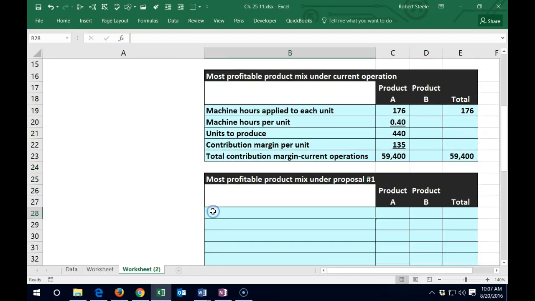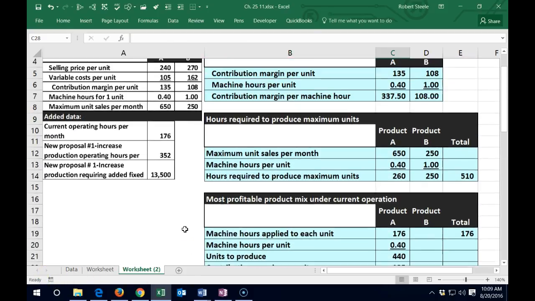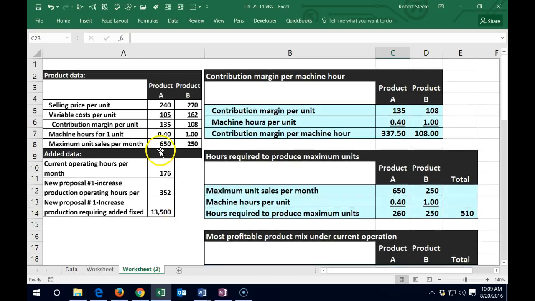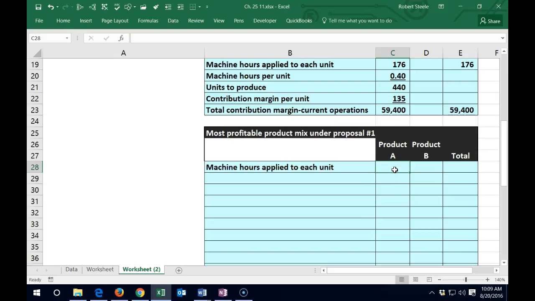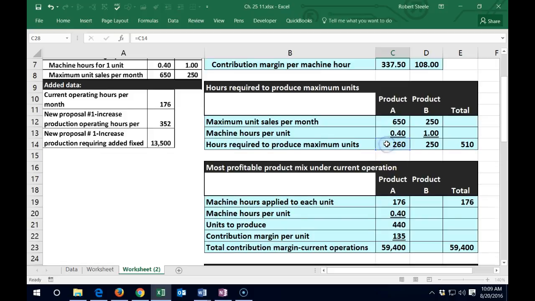We're going to start off with the hours required to produce the maximum number of units. So remember, we're still working on the assumption that we want to produce product A until we can't produce anymore, or we can't sell anymore. We think we could sell 650 of them. And we calculated over here that selling 650 takes 0.4 hours per unit. Therefore, it's going to take us 260 hours to produce the 650 units. And so that's what we're going to have down here. I'm going to just say this equals, and actually just point to that, the 260.